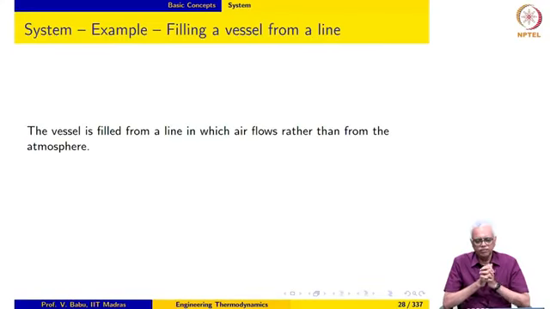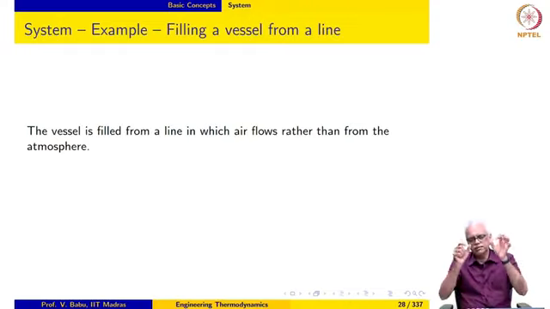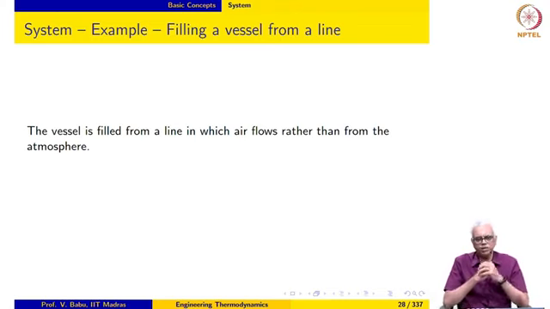The next example, let us say that we have a workshop line in which air is flowing at some pressure and temperature. We have a vessel and we connect the line to the vessel through a valve. We open the valve, fill the vessel with air, a certain amount of air, then we close the valve.